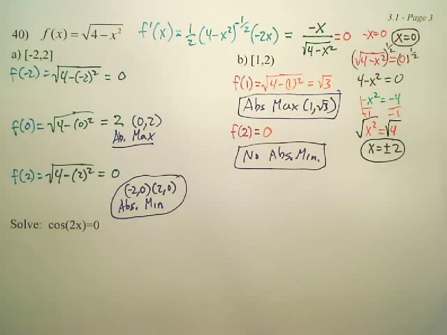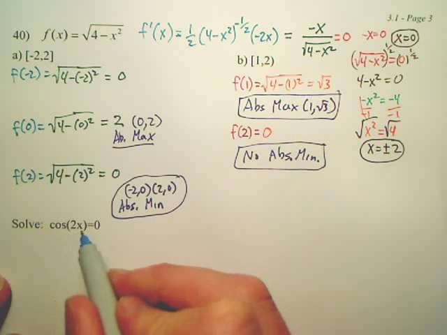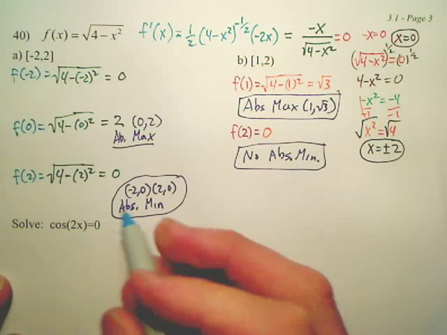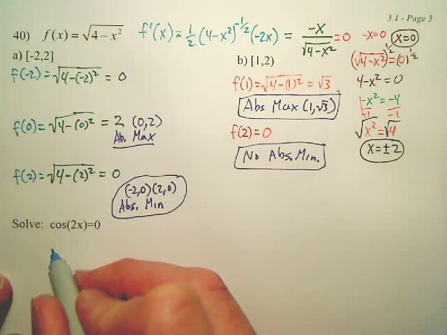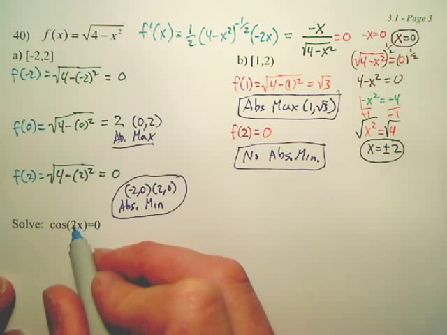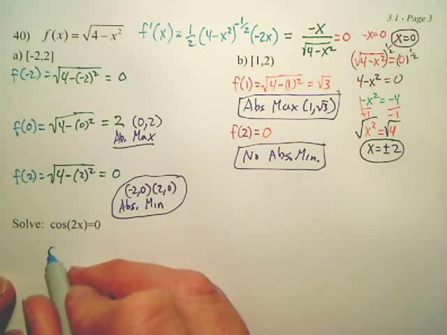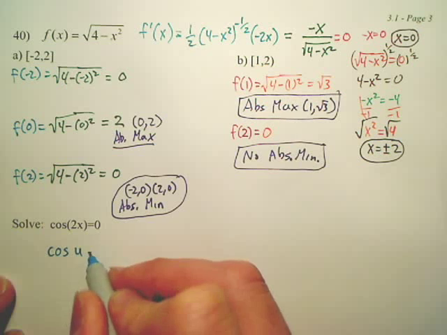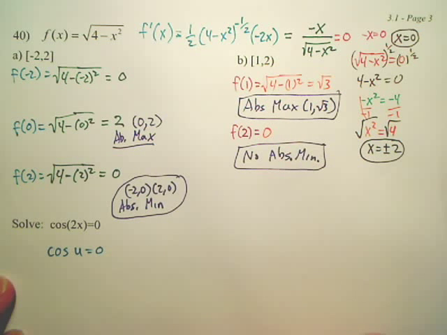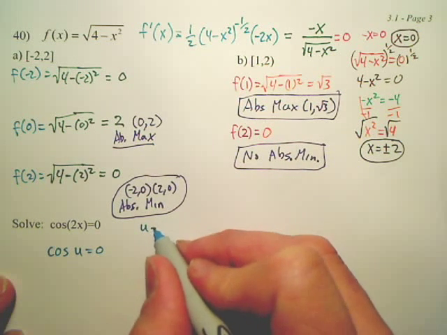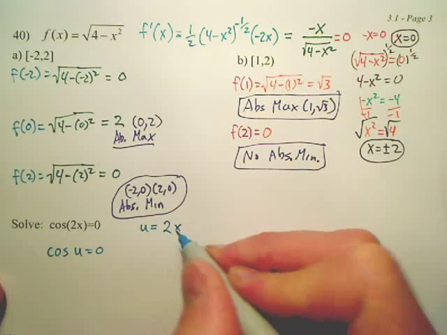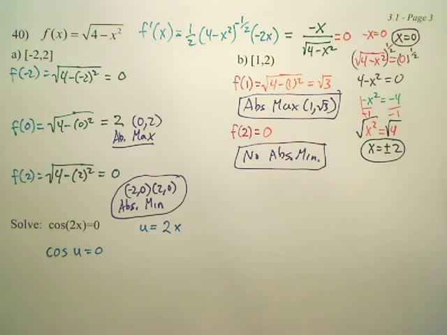And the last one. How do we solve this? You can use double angle, but here's how I would do it. Because what if this is 3? What if this is 8? What I would do is I'd replace this as cosine u equals 0. And what do I want to make u? 2x. So cosine u equals 0, and I make u 2x.